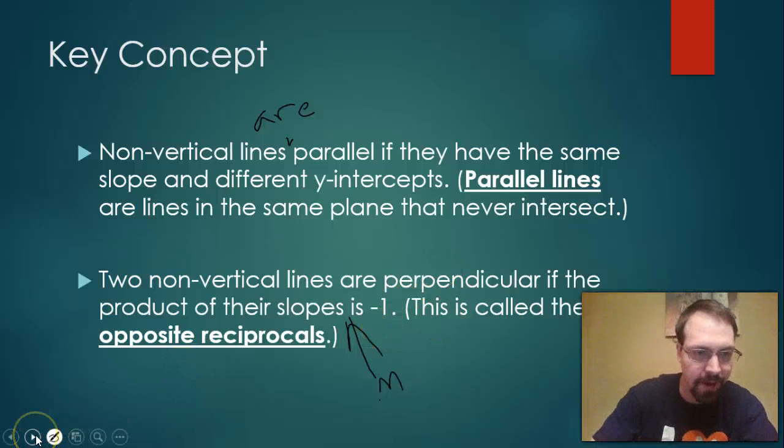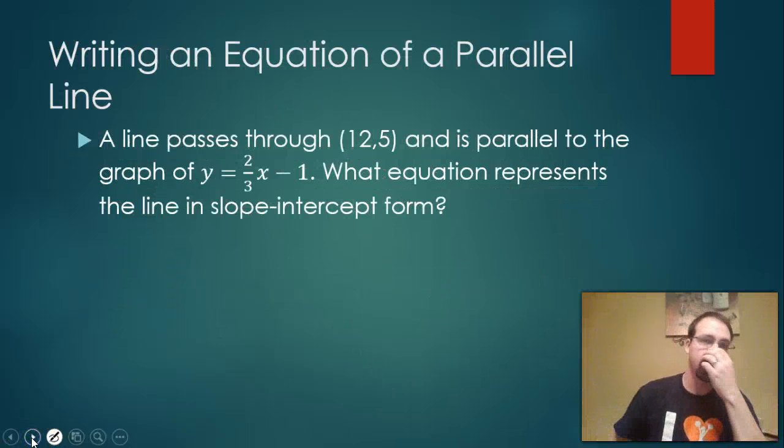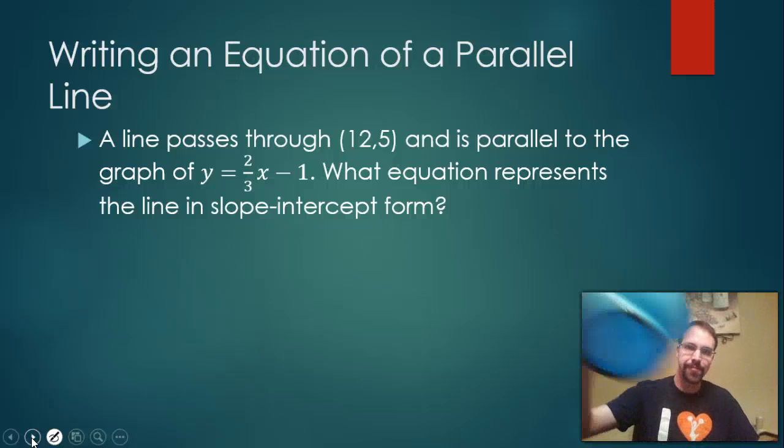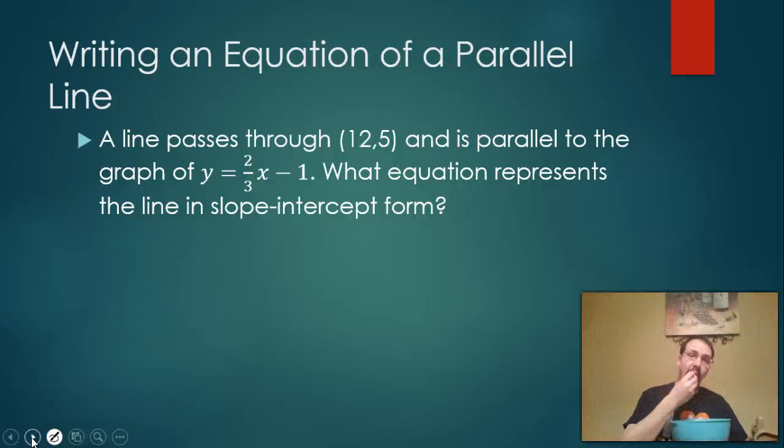All right, moving on. Write an equation of a parallel line. So this is like your first part of your homework. A line passes through (12, 5) and is parallel to the graph of y equals 2/3 x minus 1. What equation represents the line in slope-intercept form? Go ahead and copy this down.